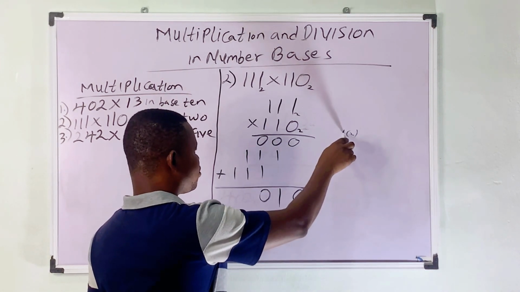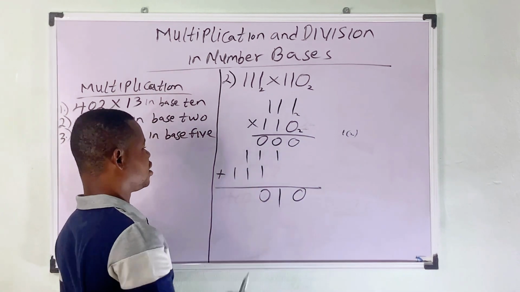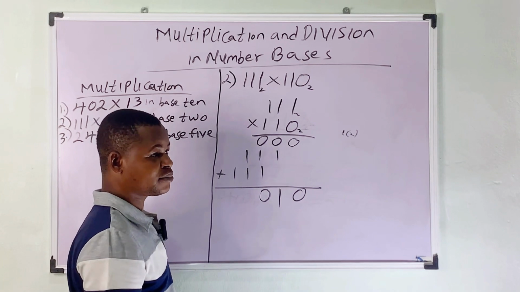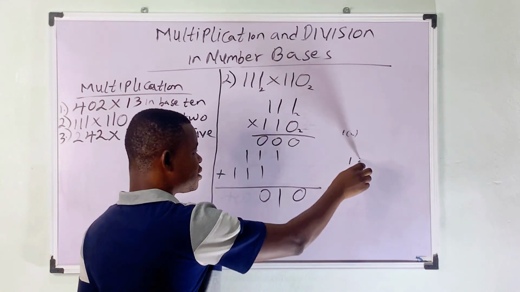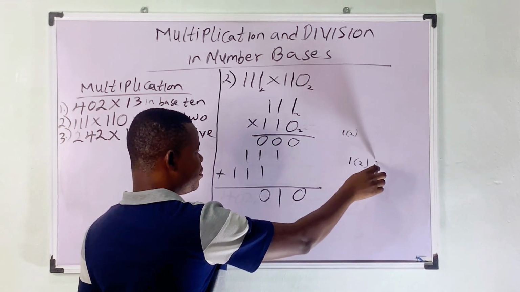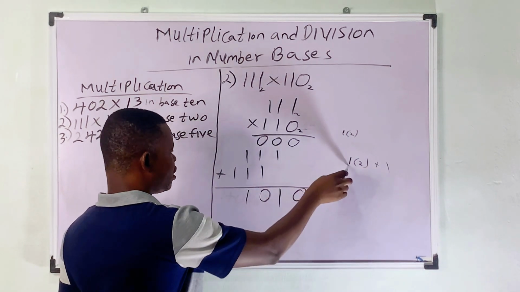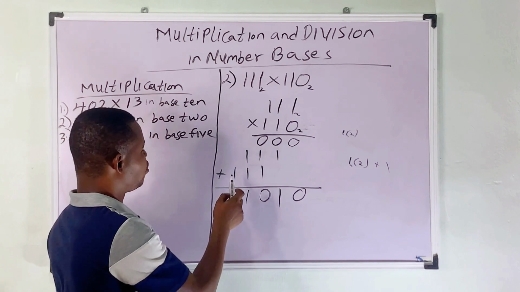That means we kept 1. 1 plus 1, that is 2. 2 plus the 1 that we kept, that is 3. So that means we have one set of 2, then remainder 1. Then we write 1. We are still keeping 1.